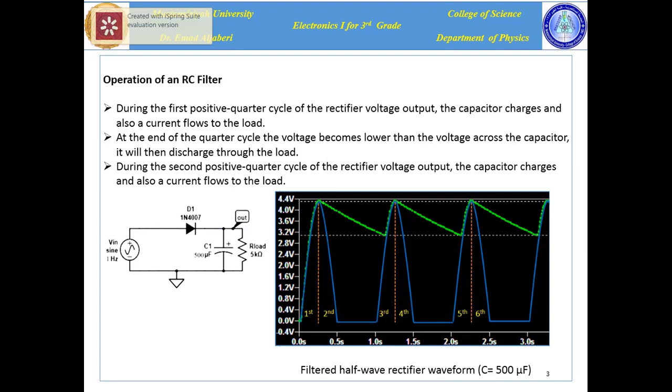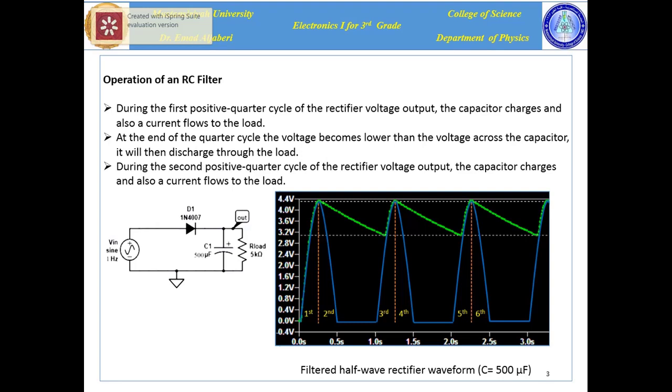So, during the first quarter of the input, the capacitor will charge to 4.4. But during the second quarter, the diode becomes reverse biased because the capacitor voltage is higher than the input voltage. For example, if the capacitor voltage is 4.4 volt while the input voltage is 4 volt, that means the diode is in reverse bias.